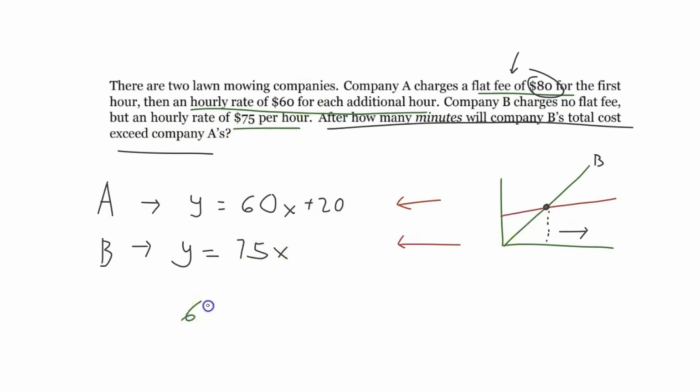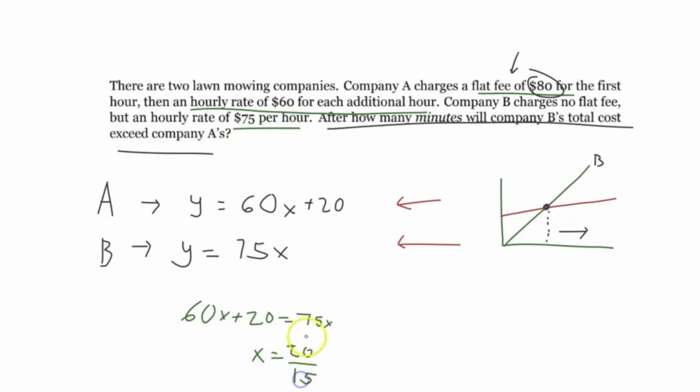So let's set these two equal because they're both equal to y. So 60x plus 20 equals 75x. And now to save myself some writing, let's do some mental gymnastics. So let's subtract 60x from both sides. We get 15x equals 20. And then we're going to divide both sides by 15. And therefore x will be equivalent to 20 over 15.